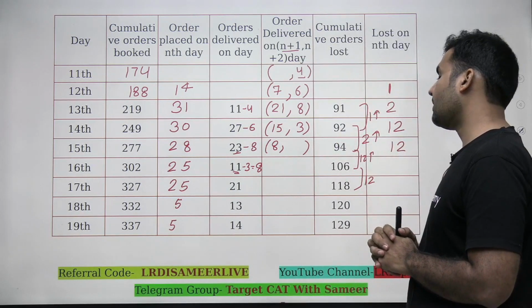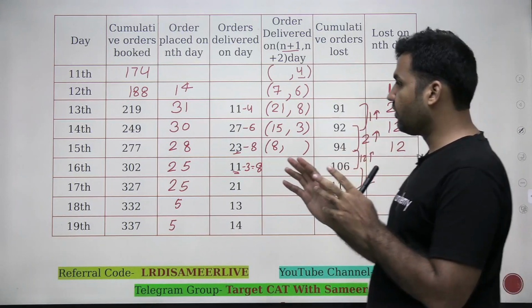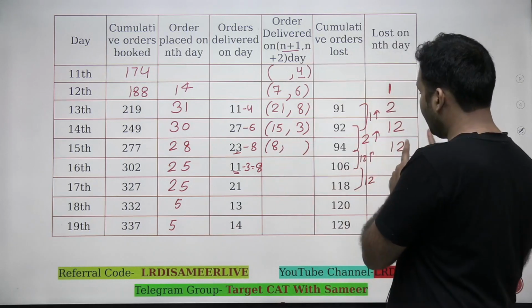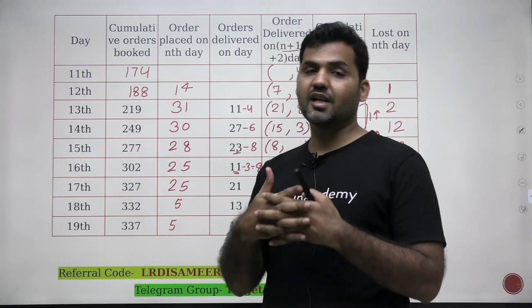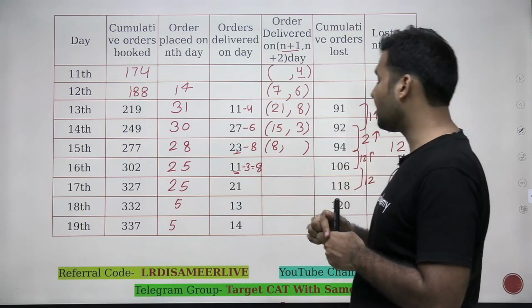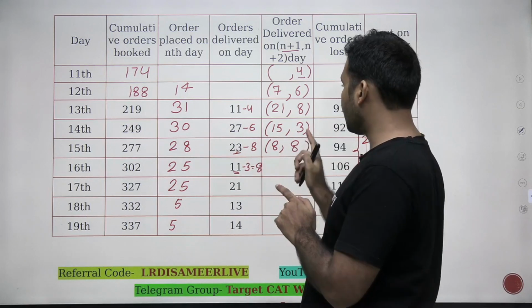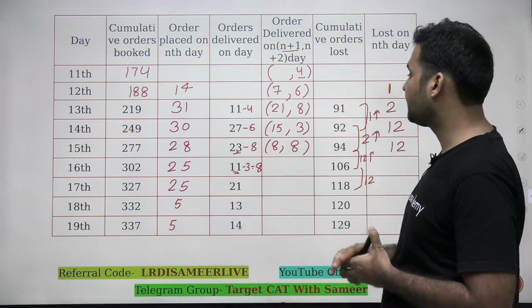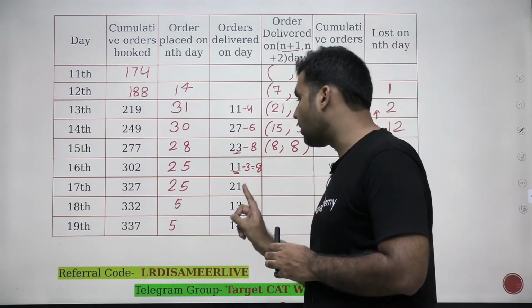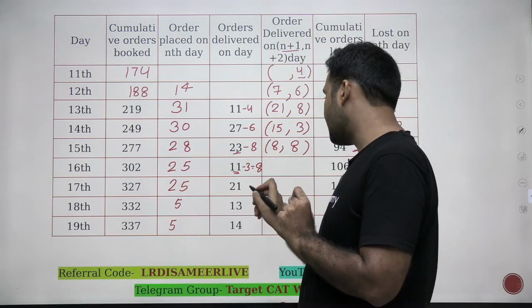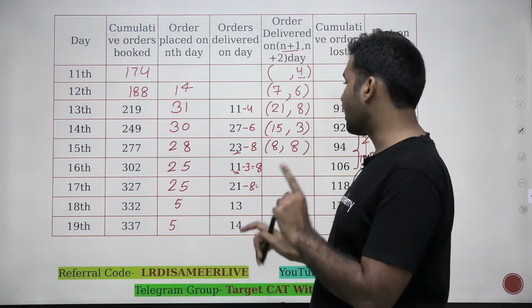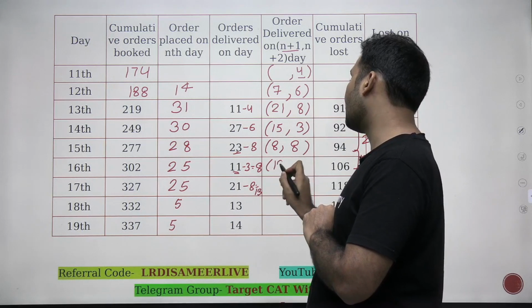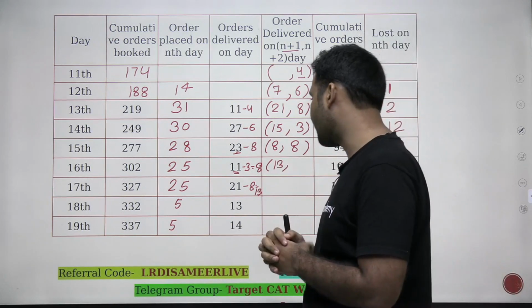Now look at here, guys. Out of 28 orders which are placed on 15th, 8 are delivered on 16th, 12 are counted as lost. How many am I left with? 8 plus 12, 20. I'm left with 8 more orders. So 8 more orders of 15th must be delivered on the next day, that means on 17th. Now, out of 21 orders which have been delivered on 17th, I can see that 8 orders are of 15th. So can I say the rest of the 13 orders must be of 16th?